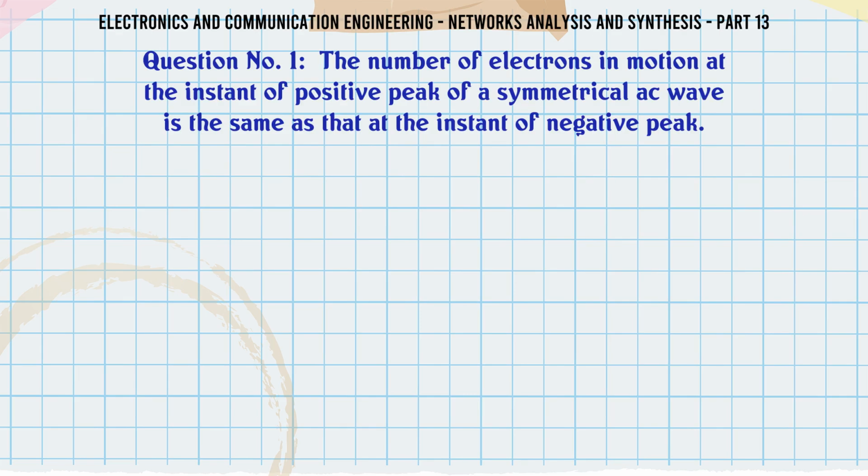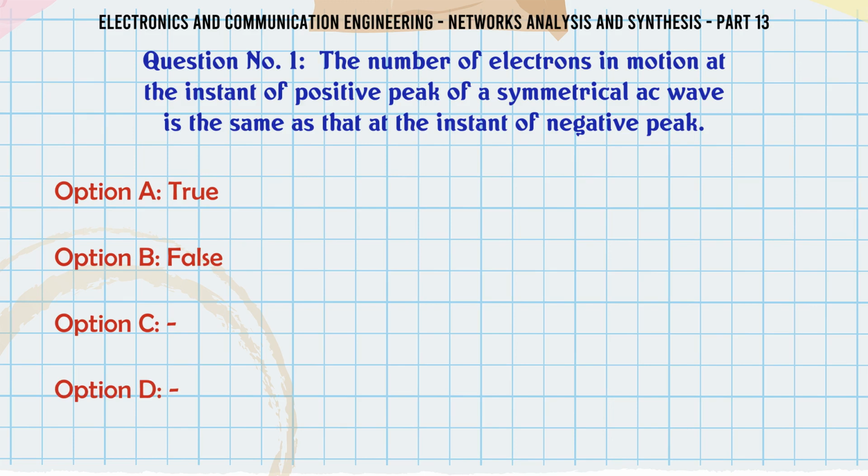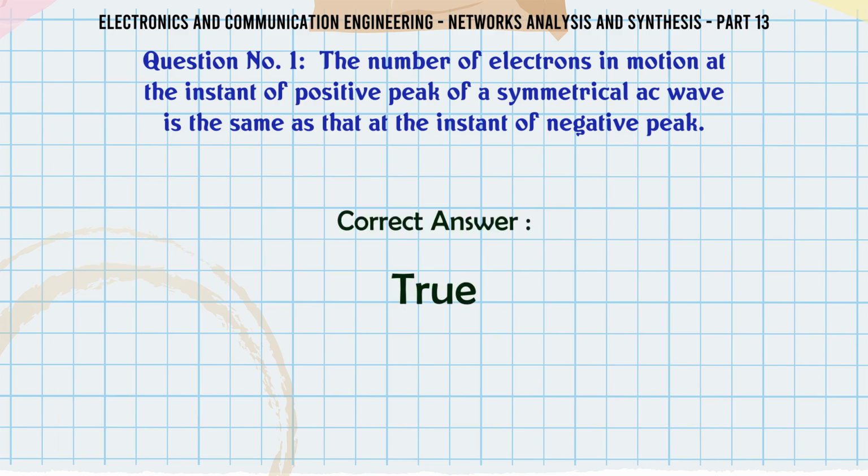The number of electrons in motion at the instant of positive peak of a symmetrical AC wave is the same as that at the instant of negative peak. A. True. B. False. The correct answer is true.